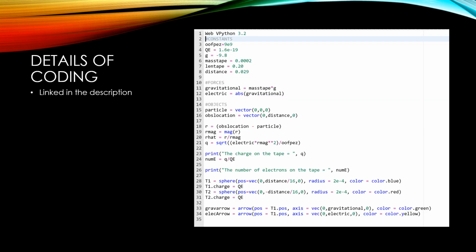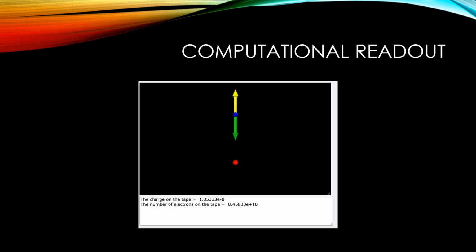So here are the details of my coding, which are linked in the description. First, I set my initial variables up, and then from there I calculated the gravitational force, and then set the electric force equal to its absolute value. I made my particle and observation location vectors, and then rearranged the variables to find Q, and also got my ratios for deficient electrons and atoms to deficient electrons as well. So here was the output of the code, which looked like this model and gave us these outputs, which were very similar to our actual results as well, which is good.